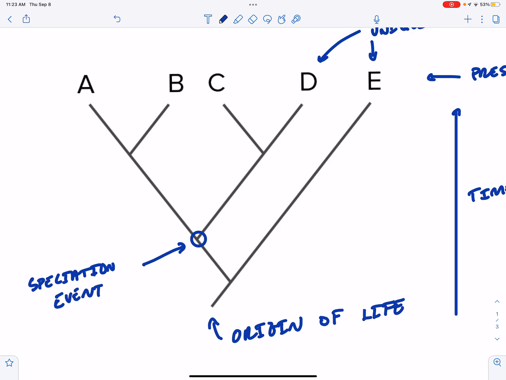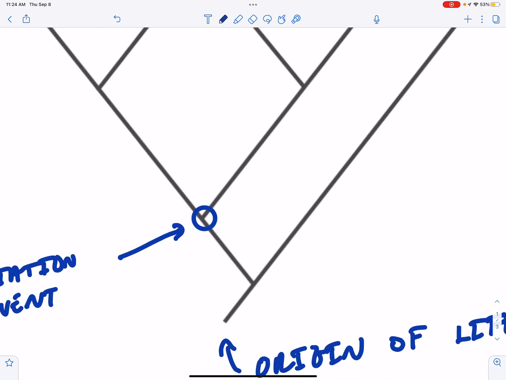So this branch point here represents a point at which one species split and became two. And this dot here, right at the center of our speciation event, represents the last shared common ancestor.